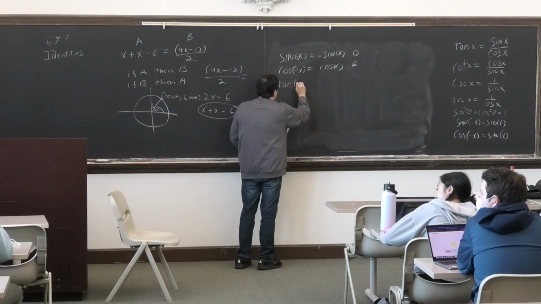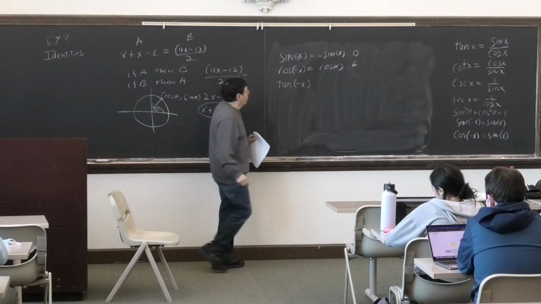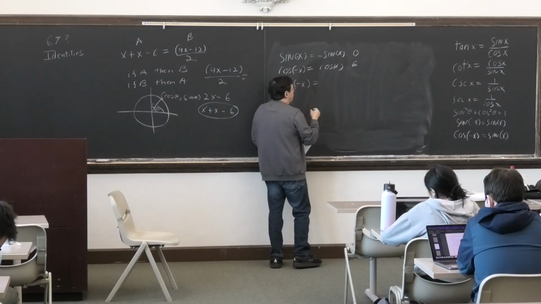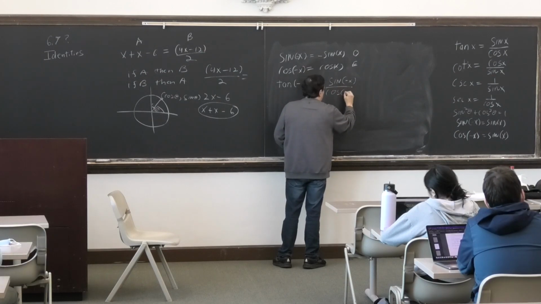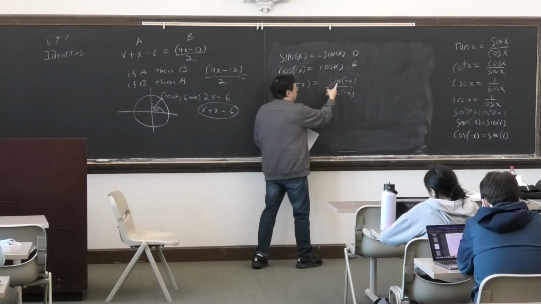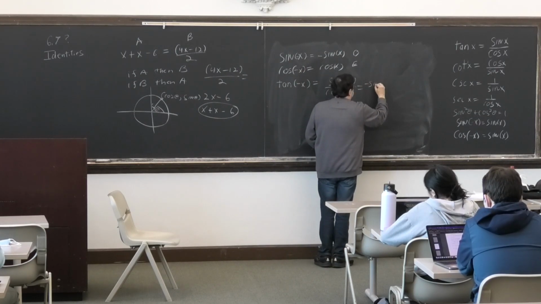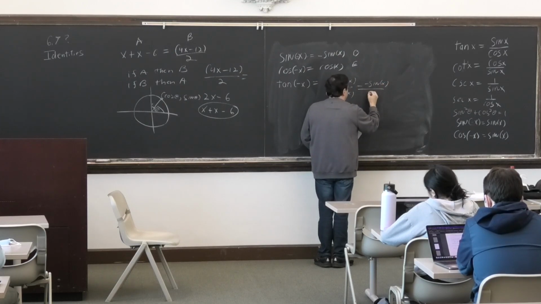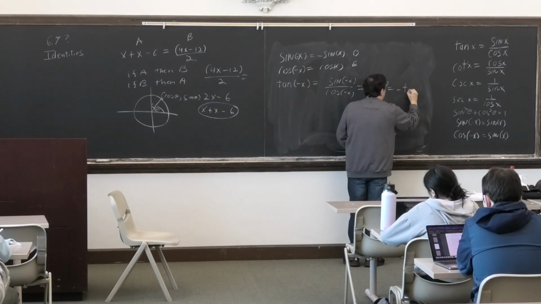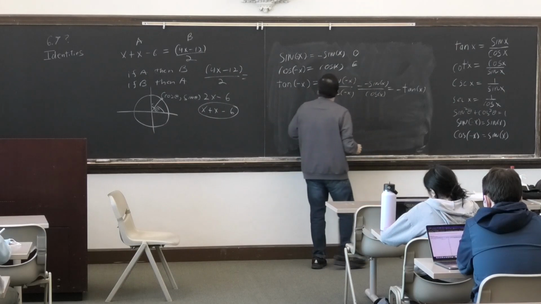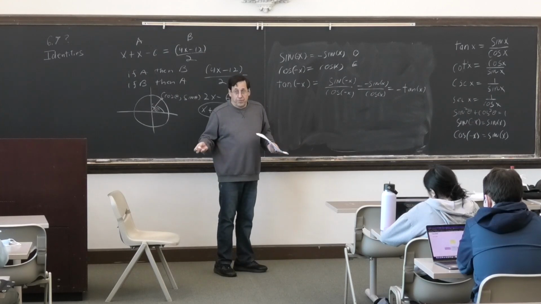What about tangent? Is that an odd or an even function? Well, tangent of x is sine of x over cosine of x. So tangent of minus x is sine of minus x over cosine of minus x. Sine of minus x is minus sine of x, and cosine of minus x is cosine of x. So we can go back and say tangent of minus x is minus tangent of x. Tangent's an odd function.